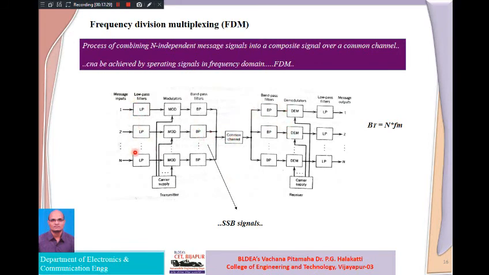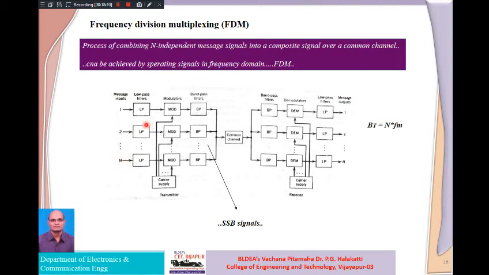For example, here you can see a simple set-up to understand FDM. We have n input messages we want to transmit, because this is multiplexing. Obviously we want to multiplex all these n messages and send them as a single signal on the common channel. I will assume that we will be getting SSB signals here. Let us start with n different message signals, each message signal having its own band limitation, from minus W to plus W, for example.